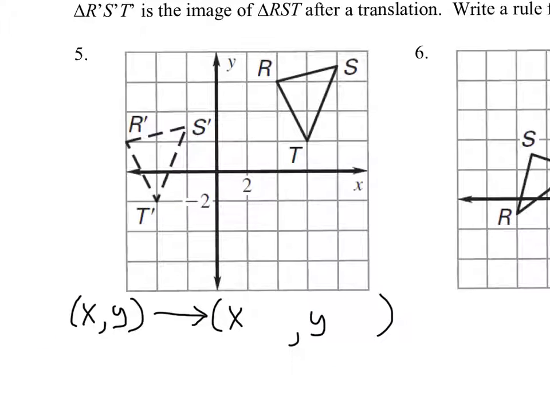And so now you want to do the same thing where you count, but you'll want to pick one pair of points. So I'll just pick point R and R prime since they go together. And you want to count starting with the pre-image and then the image. So always make sure you start with the original. In this case, the original is the solid lined one. And so for x, it looks like it went to the left 1, 2, 3, 4, 5, and then it went down 2. So for x, that's minus 5, and for y, that's minus 2. So x minus 5, y minus 2. And that's your answer. That's all you have to put down.